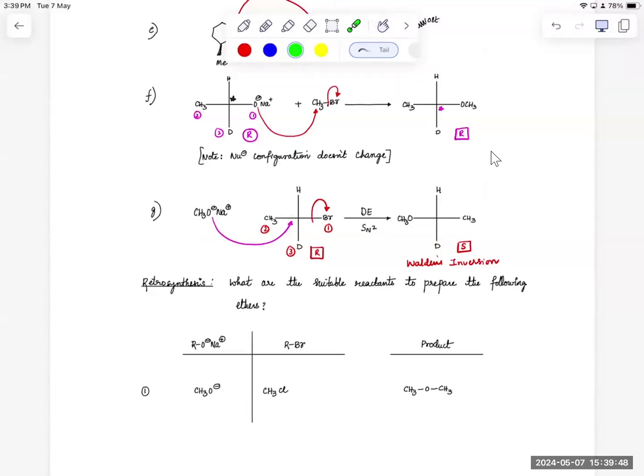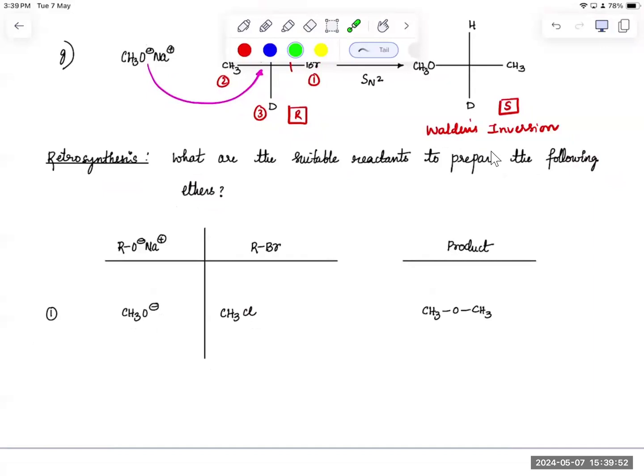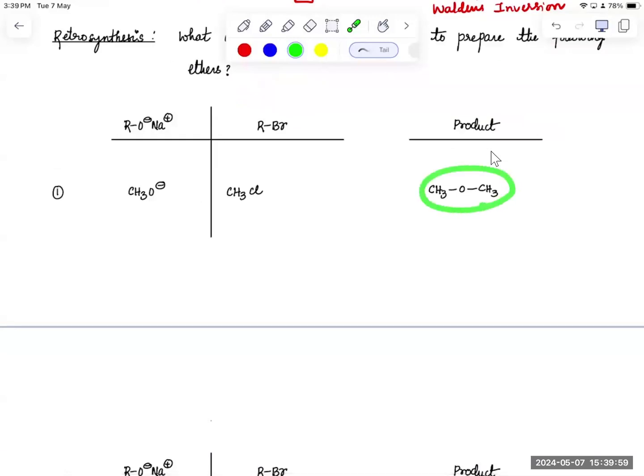Everybody clear? Right. Check out retrosynthesis. What are the suitable reagents to prepare these ethers? If this is the product, then this could be the reactant and this could be the reagent. So that is how it has been attacked. When this attacks, chlorine will leave. This is the product I can have.